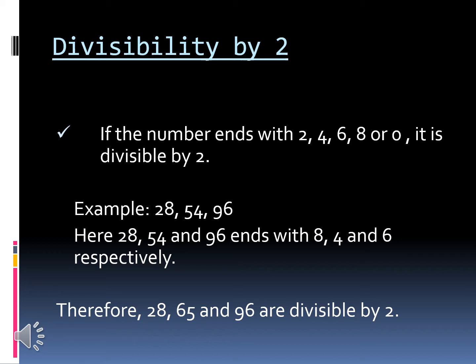So 28, the unit place is 8. In 54, the unit place is 4. And in 96, the unit place is 6. So they end with 8, 4 and 6 respectively. Therefore, all these three numbers are divisible by 2. So this is how you can check any number if it is divisible by 2 or not.